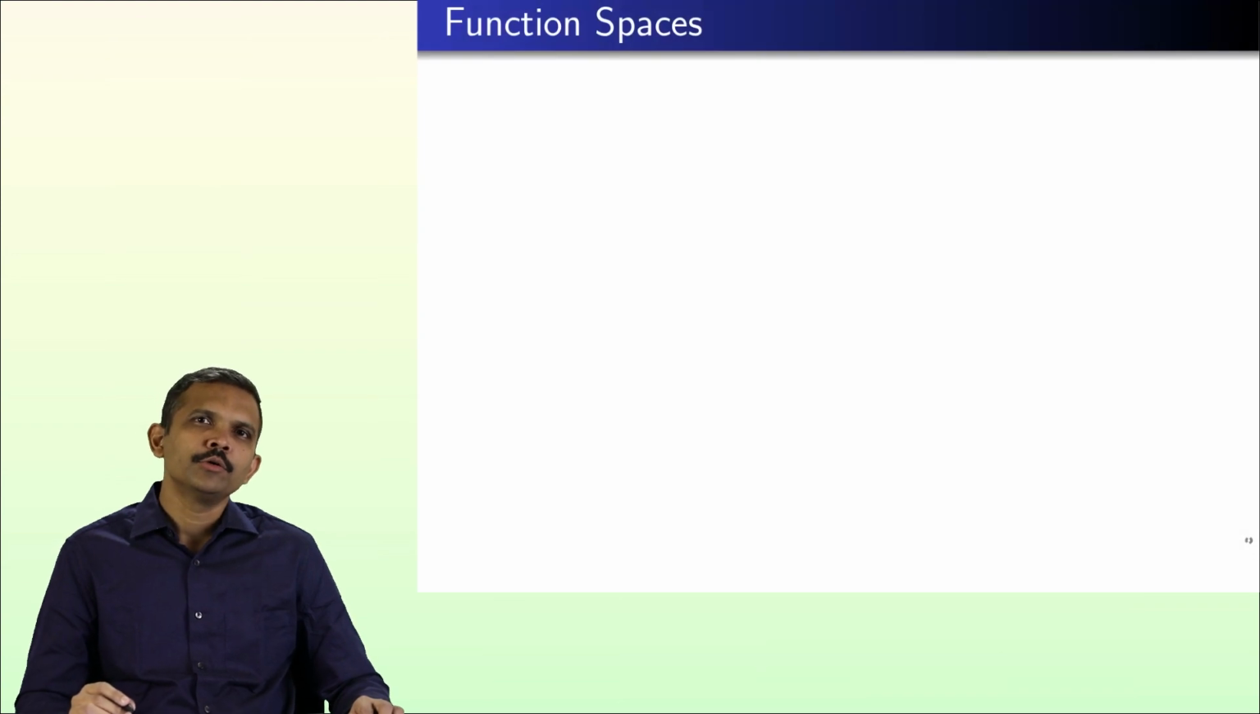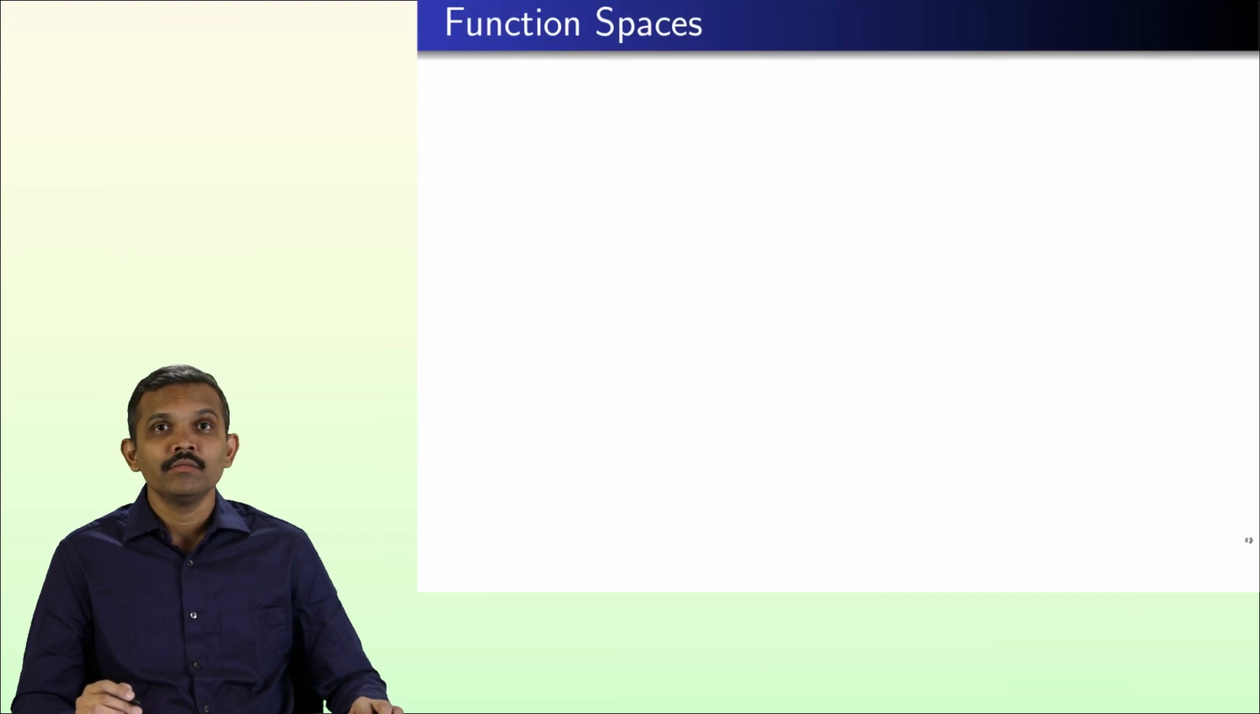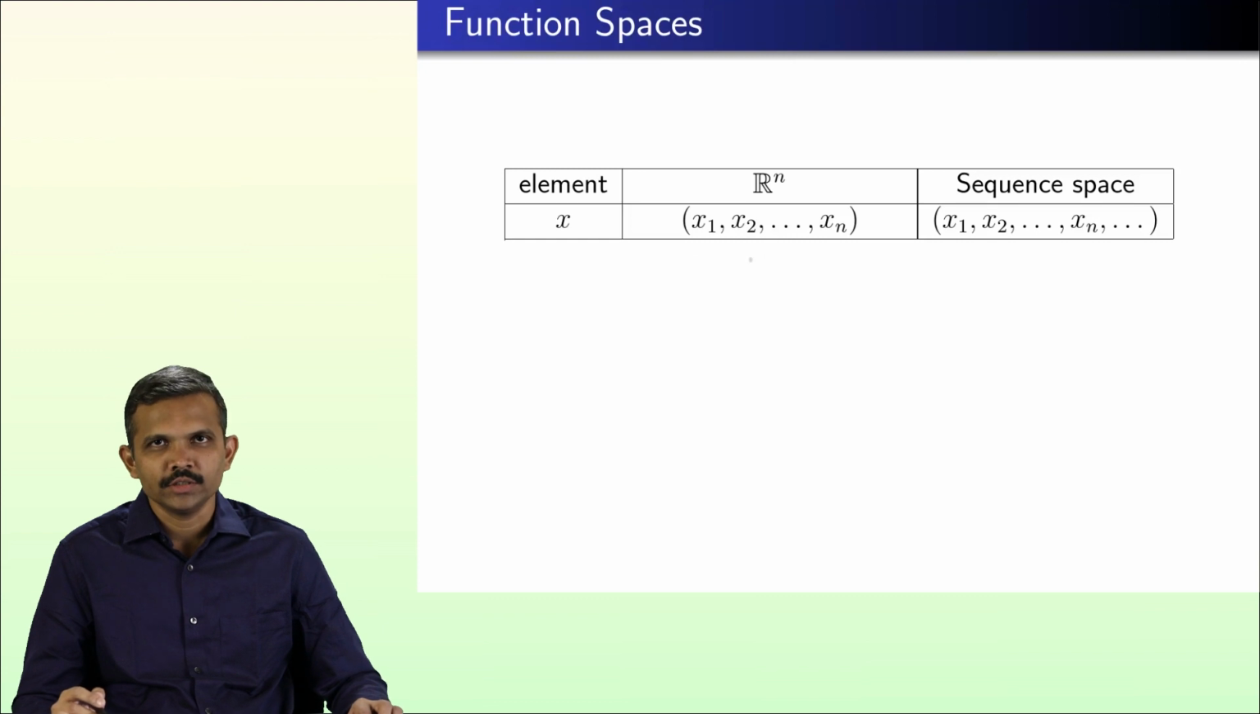In this video, we are going to learn some examples of function spaces. Before we go for the examples, let us first recall what we have done in the earlier video. We have seen various norms on Rn, and then we have seen the norms even on sequence spaces. So, just to summarize quickly, an element in Rn looks like having n coordinates, whereas in sequence space it looks like having infinite coordinates.